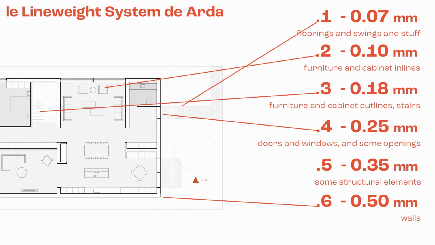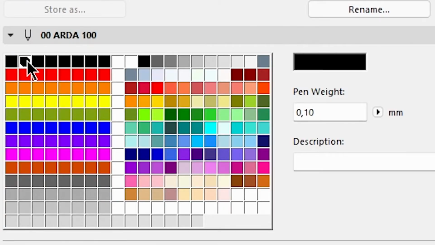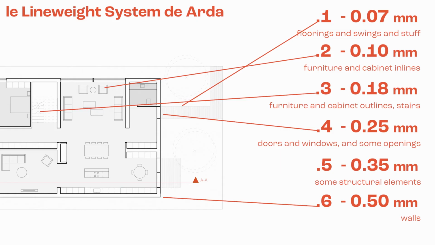We can see right here that I use 0.1 line thickness for floorings and swings and all that. What I mean by 0.1 is the line thickness in millimeters. If we look at the properties of this, 0.1 is 0.07 millimeters, 0.2 is 0.1 millimeter, and 0.3 is 0.18 millimeters. So I say 0.1, 0.2, but the millimeter values are different than that, which you can see on the screen right here.